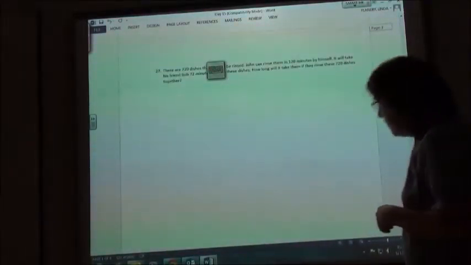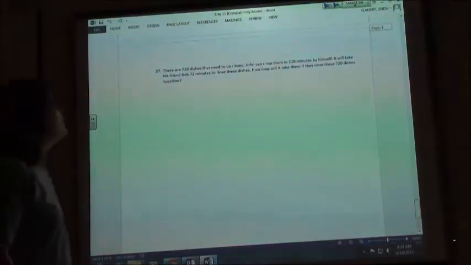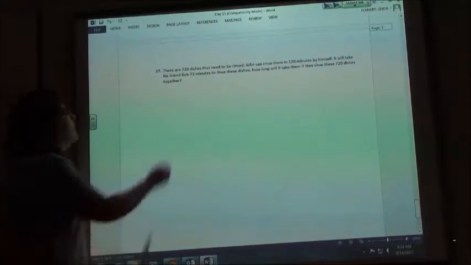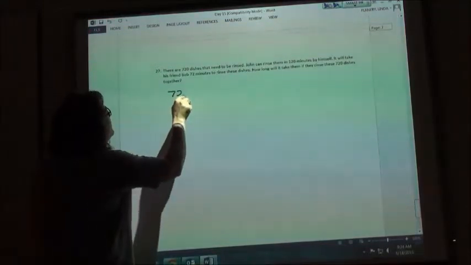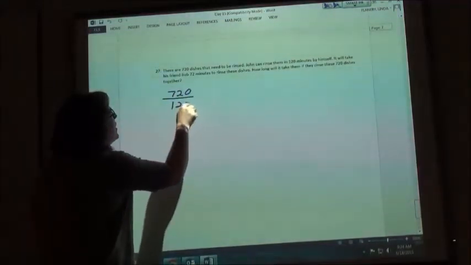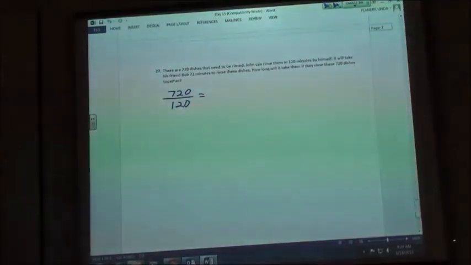And the last one, there are 720 dishes that need to be rinsed. John can rinse them in 120 minutes by himself. It will take his friend Bob 72 minutes to rinse them by himself. How long will it take them if they rinse these 720 dishes together? So John takes 120 minutes to rinse off 720 dishes. How many dishes per minute does he rinse? 6.